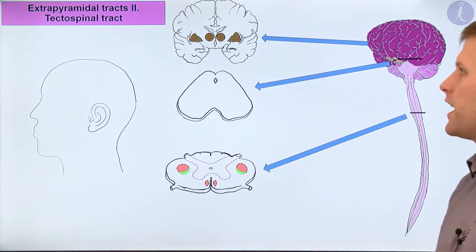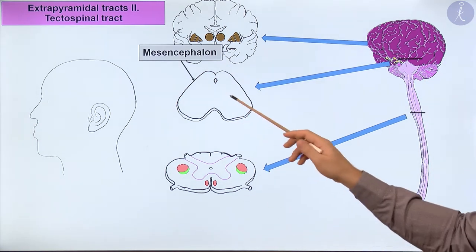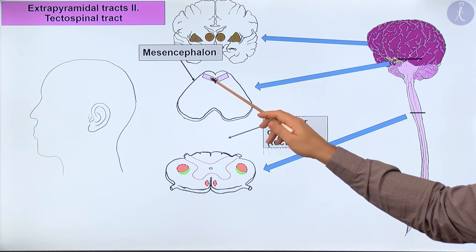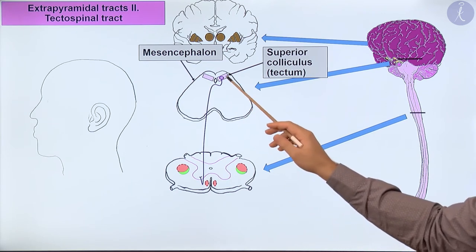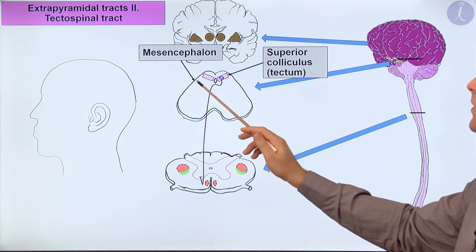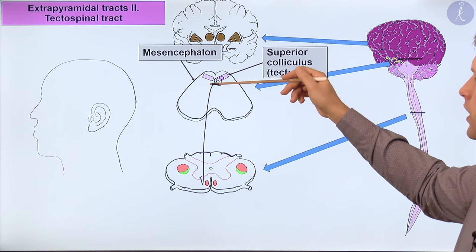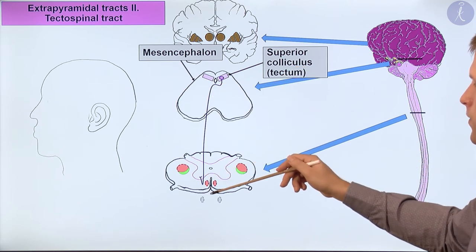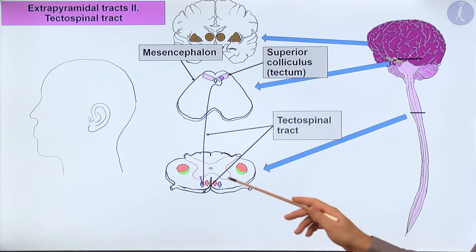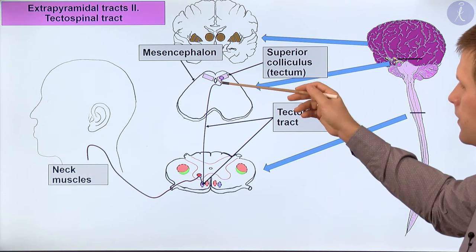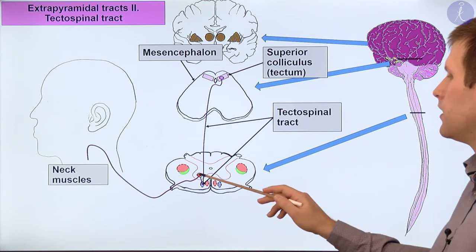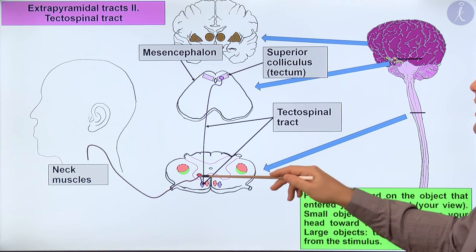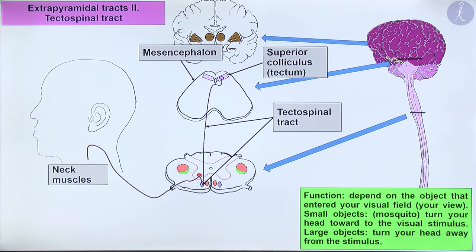The second extrapyramidal tract is the tectospinal tract. The tectospinal tract origin could be found at the superior colliculus level, but it's good to know this tract also comes from the retina level. The majority of the neurons located at the superior colliculus or tectum of the mesencephalon cross and descend in the anterior funiculus of the spinal cord and terminate at motor neuron level. The fibers come together here, the so-called tectospinal tract. And the motor neurons innervated by the tectospinal tract innervate neck muscles.